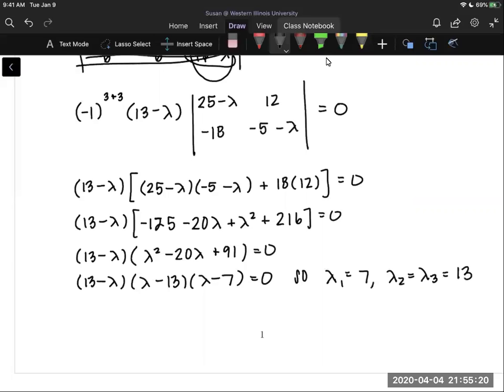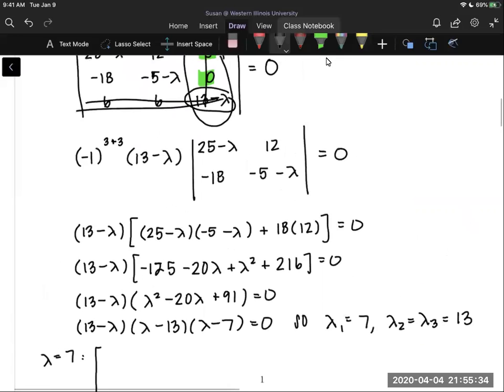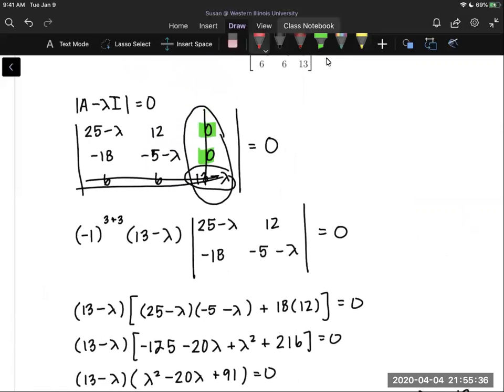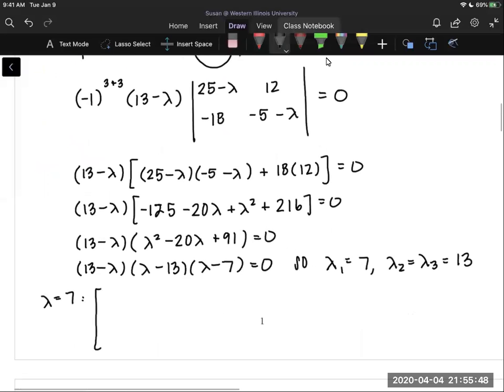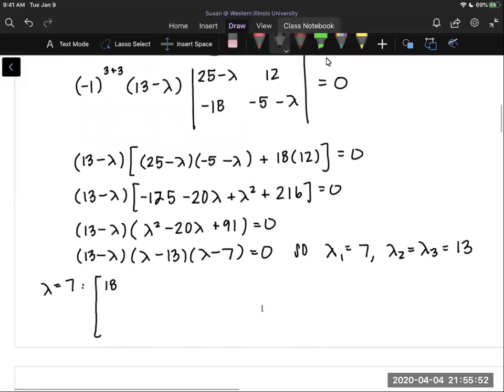All right, let's take a look first at lambda equals 7. And we want to find the associated eigenvector. So what I'm going to do is I'm going to look up above at this matrix right here, and I'm just going to replace lambda with 7. So instead of 25 minus lambda, I get 25 minus 7, which is 18. So I'm going to input that in here. I will recopy the lower two terms, -18 and 6.